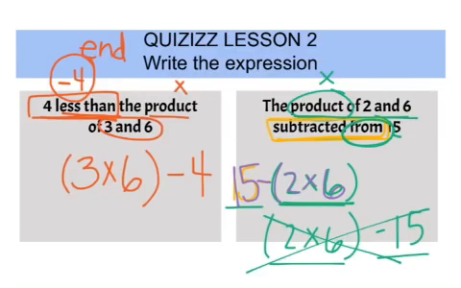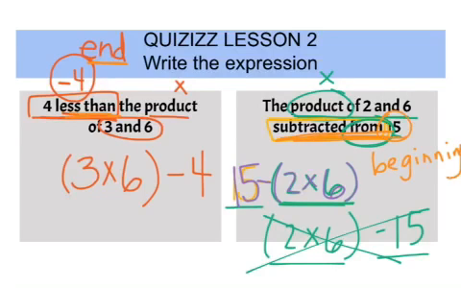Now pay close attention to the difference here. In this first problem, it says 4 less than. That's a clue that I'm going to do that at the end. Here, I'm taking my product and subtracting it from the number 15. If it's coming from that number, that means I'm going to do it at the beginning.